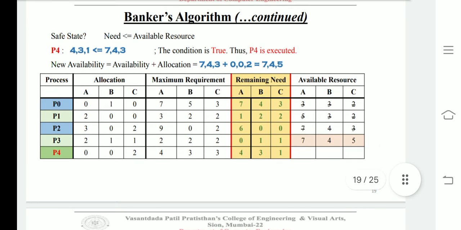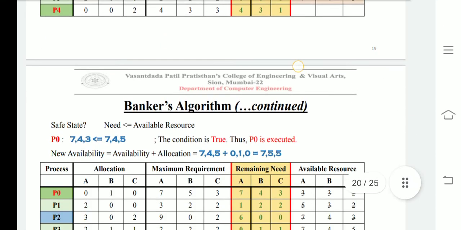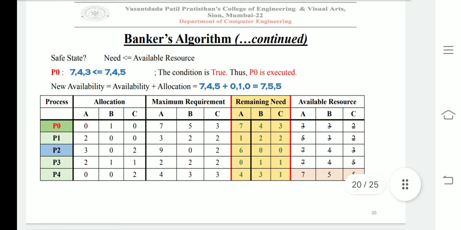But remember, there are two processes which have not been executed yet, that are P0 and P2. Now we will check for P0. Again we will check the condition. Yes, we find that the condition is true, so we will execute P0. Now we will update the value of available resource. We get the value as 7, 5, 5.